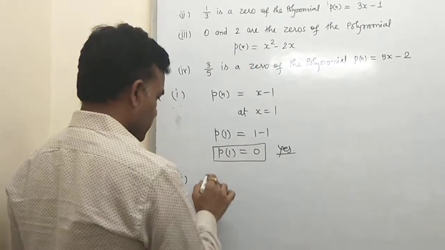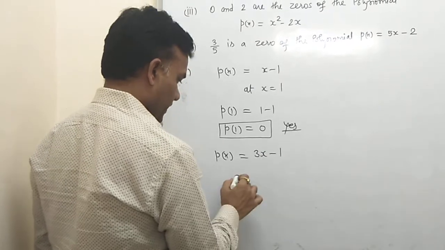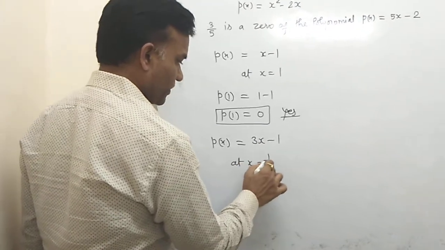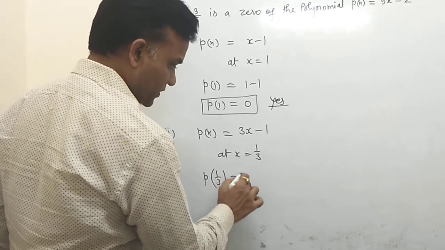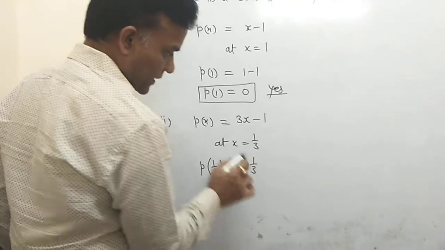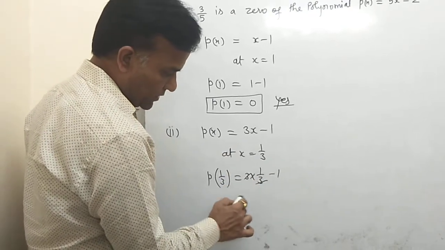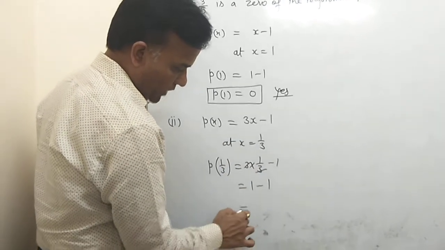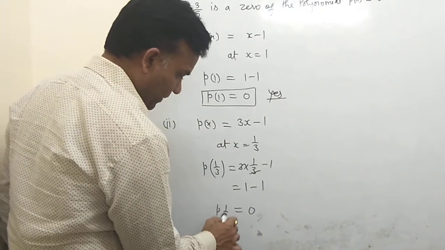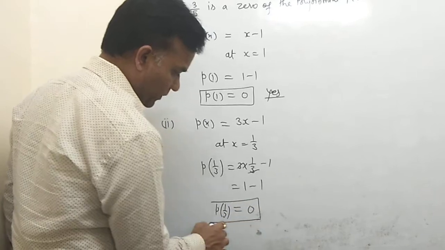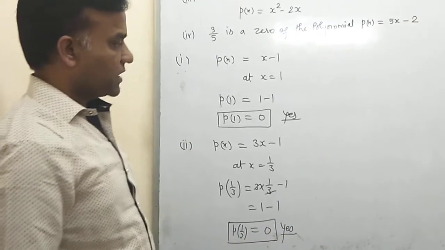Similarly, the second is p(x) = 3x minus 1, and now check at x equal to 1 by 3. So put 1 by 3 in place of x. Same here, 3x, x is 1 by 3, then minus 1, the 3 cancels out. So 1 minus 1 is 0. So at 1 by 3, again the value of the polynomial is 0. It means this is also verified.